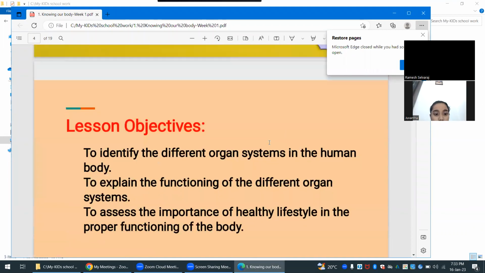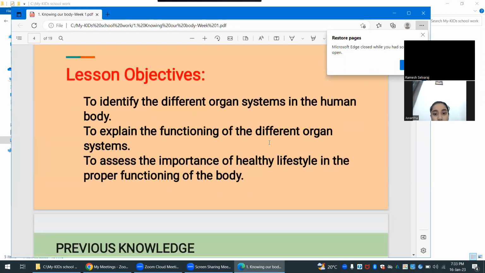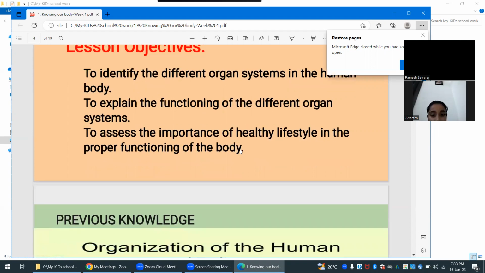So today's lesson objectives will be to identify the different organ systems in the human body. You know, in our human body we have a lot of organ systems, right? So we need to identify what the different organ systems are, and also we will learn about how they are functioning. Different organs, how they are functioning, also we will learn, and we will try to explain the details also.